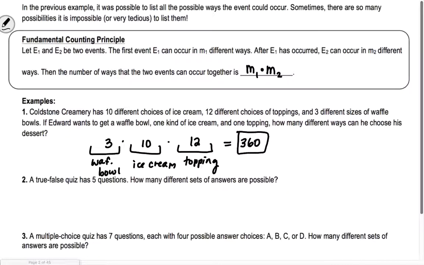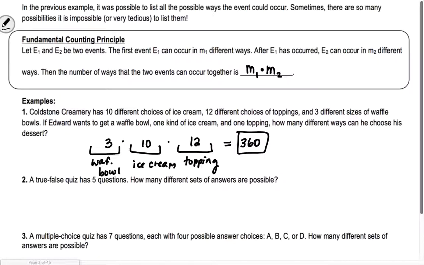So the next one says a true-false quiz has 5 questions. How many different sets of answers are possible? And this one is difficult for students to think of. Let me explain. The problem is that students typically think it's 10, because they're like, oh, there's 5 questions, 2 choices for each one, 5 times 2 is 10. But that's not the way it works.